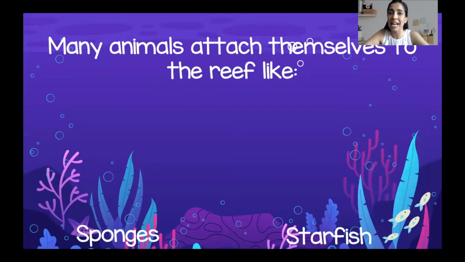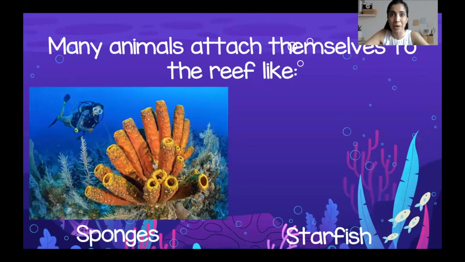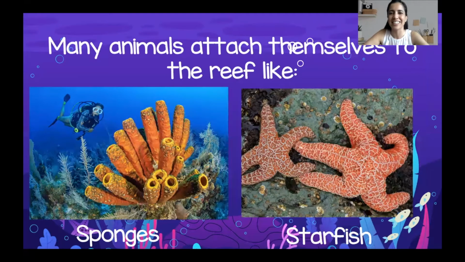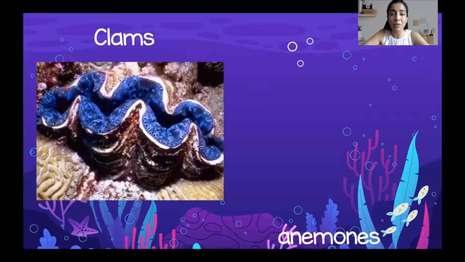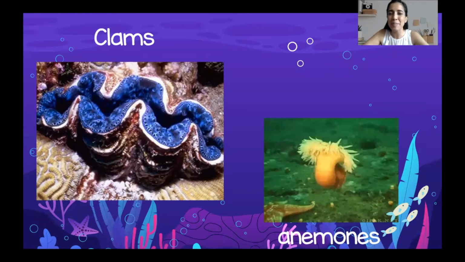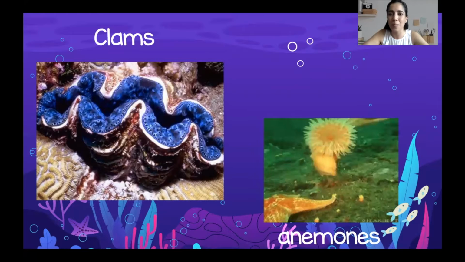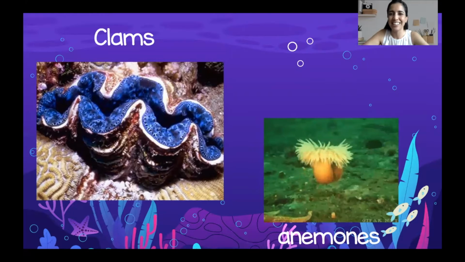Many animals attach themselves to the reefs, like sponges that we've been talking about in the past, remember? And the starfish. Oh, look at these ones. They can move around and they get attached to the corals. We can also find clams. Remember when we talked about them? Some clams can be so big that people can fit inside. We also have anemones. They can also move. Can you see this one? These are pretty funny.